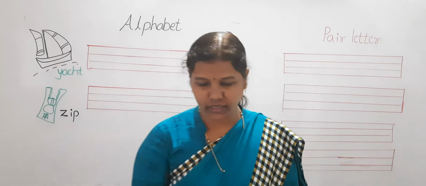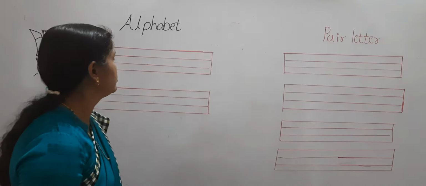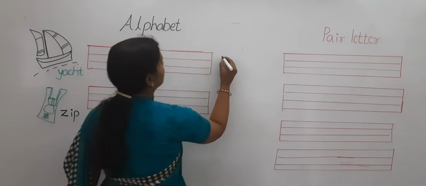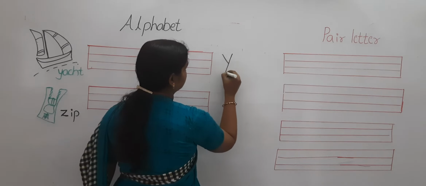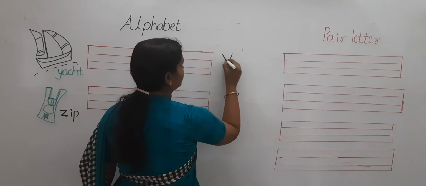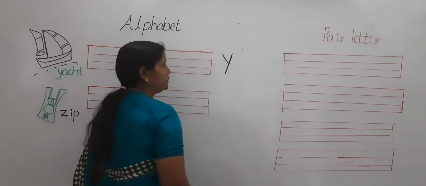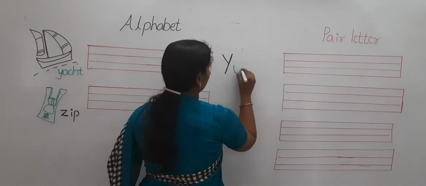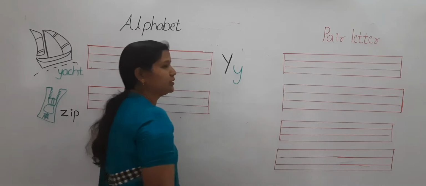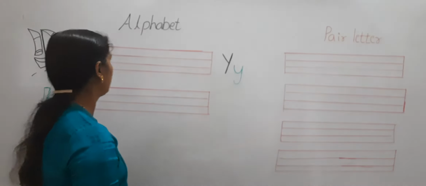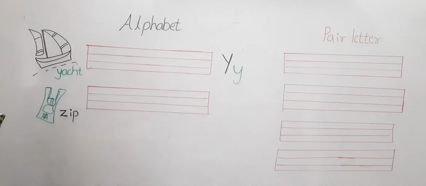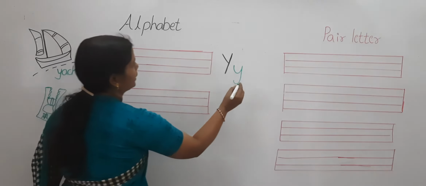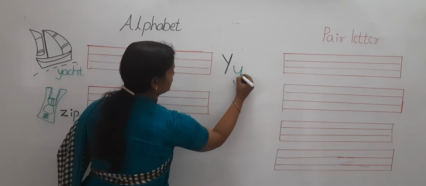Come on, children, let us learn how to write small letter Y. Yes, this is the capital letter Y. Then this one is small letter Y. Yes, this is the small letter Y. Y for yacht. Okay, Y for year. Y for yo-yo. Yes, same patterns, little bit changes here.